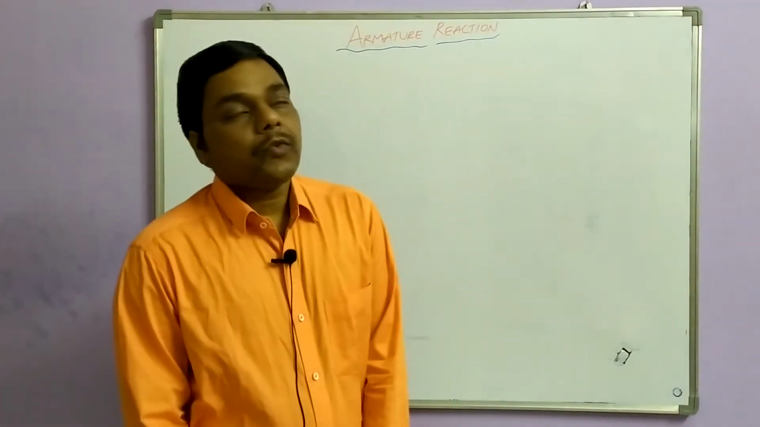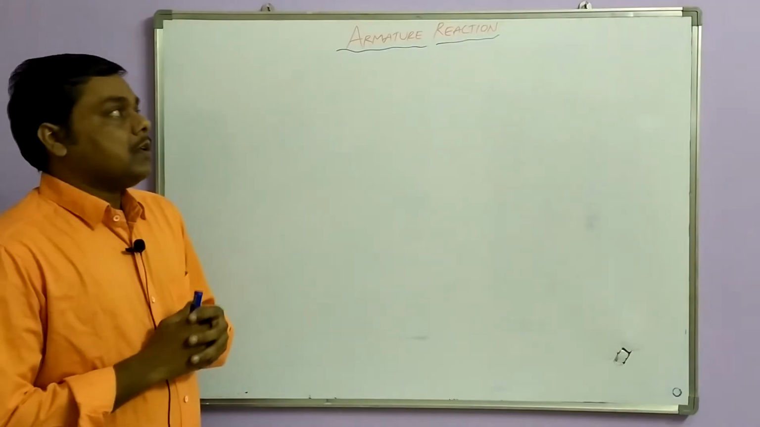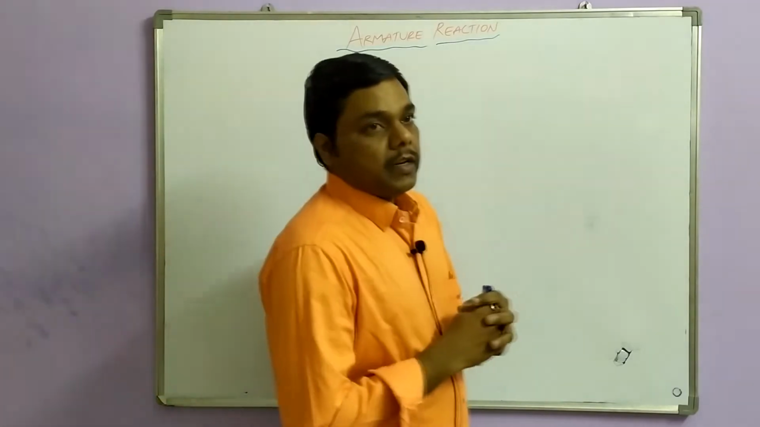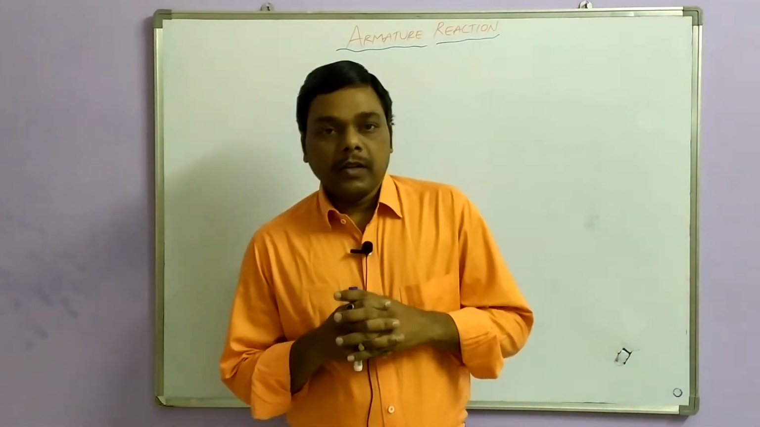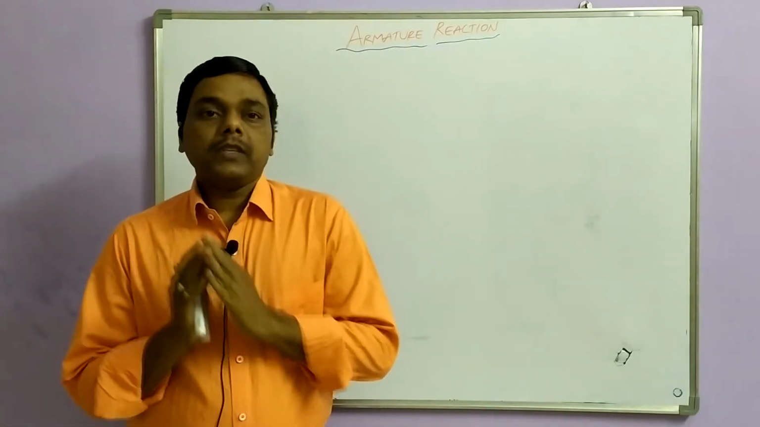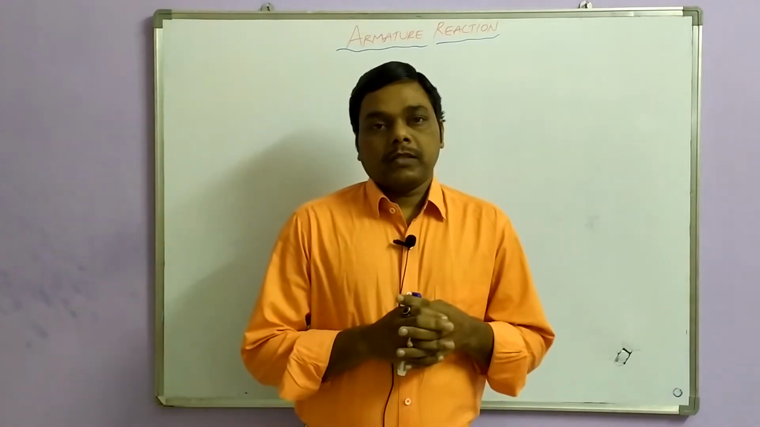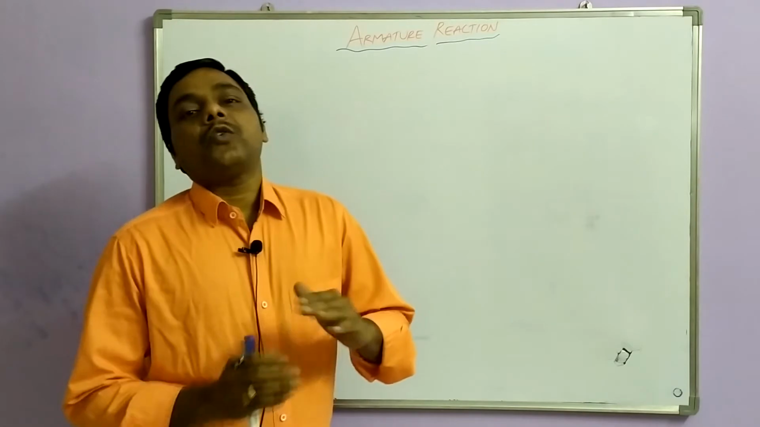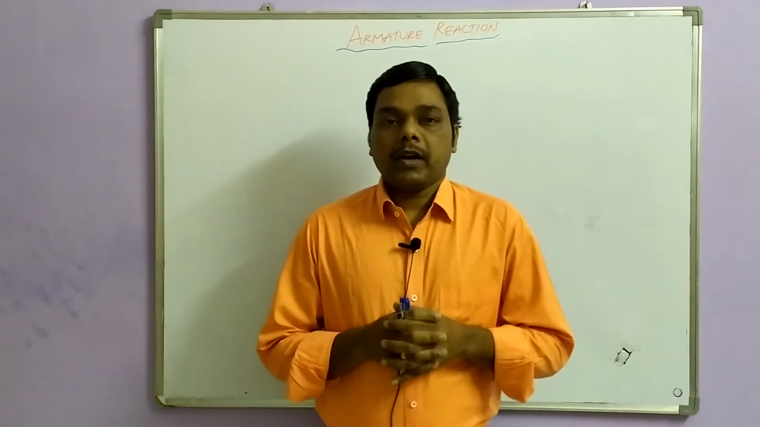Today in this lecture we are going to discuss what is armature reaction. We know that in DC generators the mechanical energy is converted into electrical energy. So there are two windings, one is field winding and another one is armature winding. So field winding sets up the main flux. When the main flux cuts the rotating armature conductors, EMF will be induced in armature conductors.